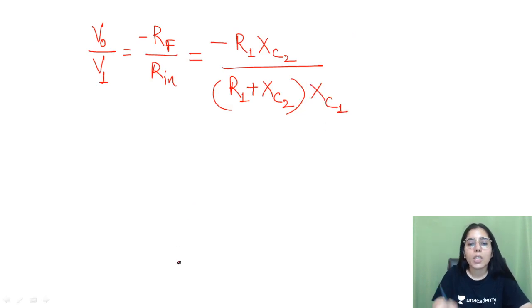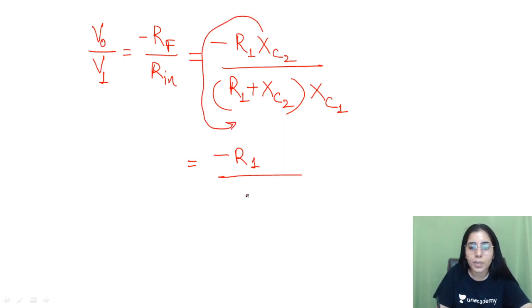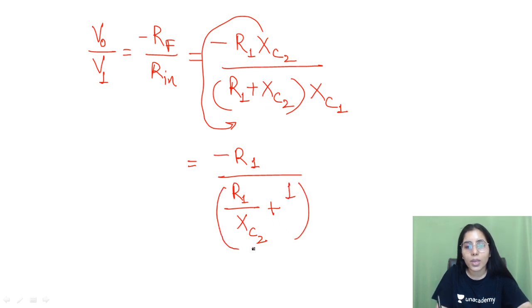Next, if you simplify it further, you will get minus R1. Take this XC2 in the denominator, like you can shift it here in the denominator part. So you will get R1 upon XC2 plus XC2 upon XC2, which means 1, and XC1 you will have. What is the impedance? The impedance for the C2 capacitor.